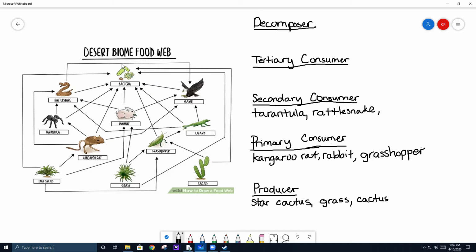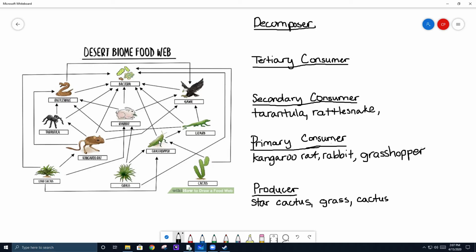So la bacteria se llama decomposer porque es la cosa que cuando todos estos se mueren va a descomponer los organismos cuando se mueren. So, todas las flechas o todos los organismos tienen flechas a la bacteria, y así sabes que va a ser decomposer, porque cuando tienes todos los organismos con flechas para ese organismo, así sabemos que es.